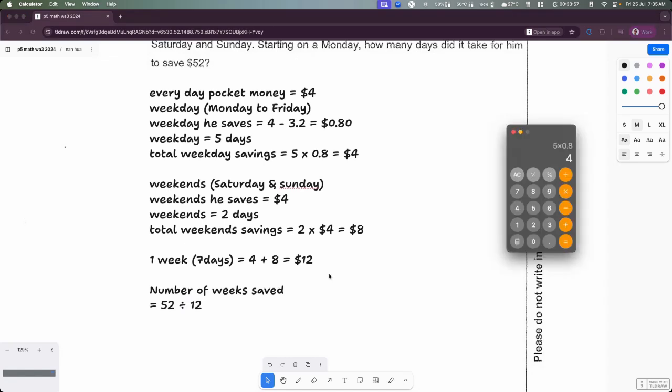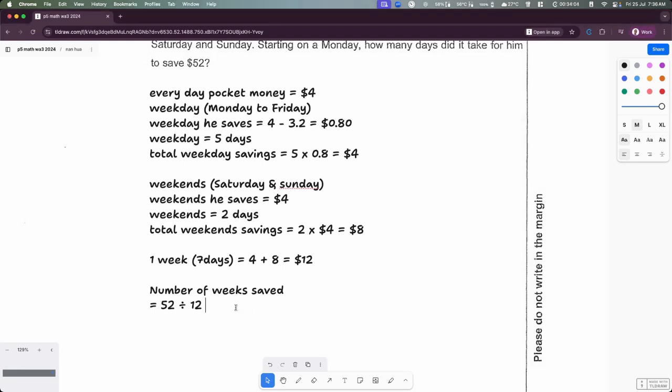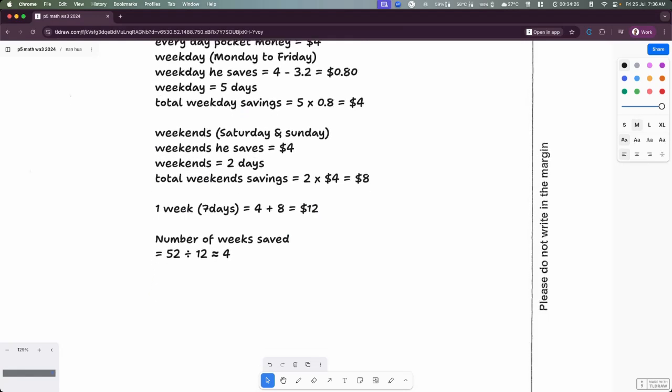So we're going to use the calculator again. 52, then we just divide by 12. It's roughly around 4, right? So I want to round down to 4. In essence, we want to have a curly equal sign to round to this 4 weeks he saved. So that means he saved 4 weeks times 12, and this will give us $48.